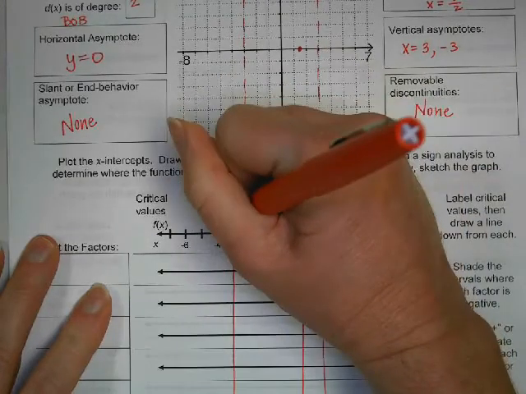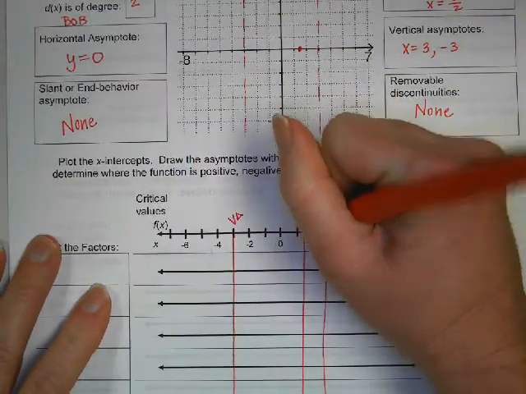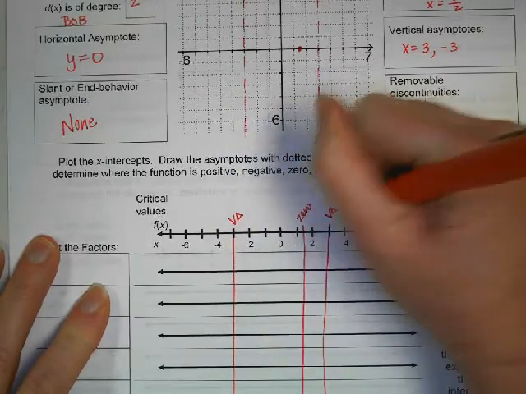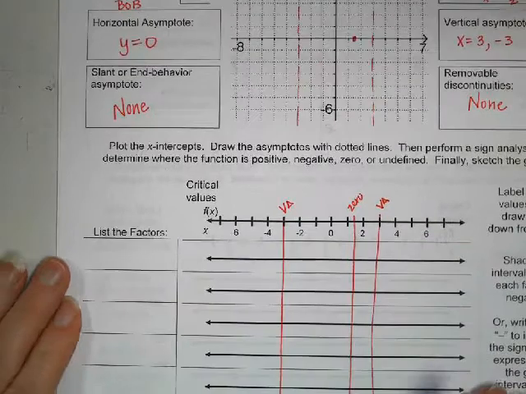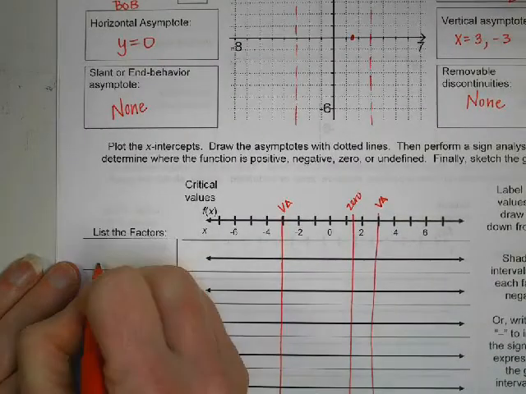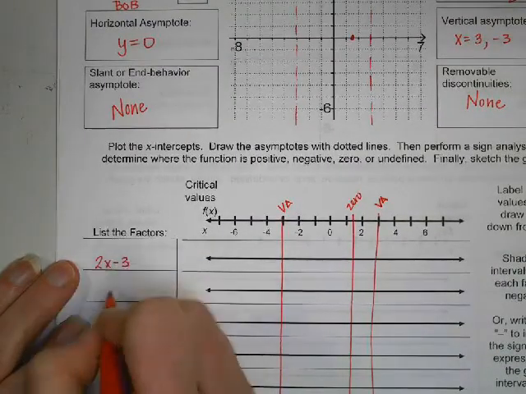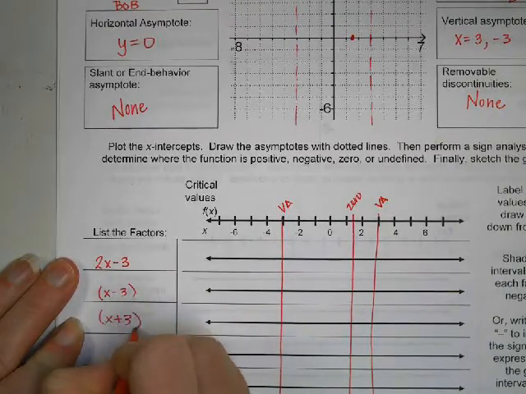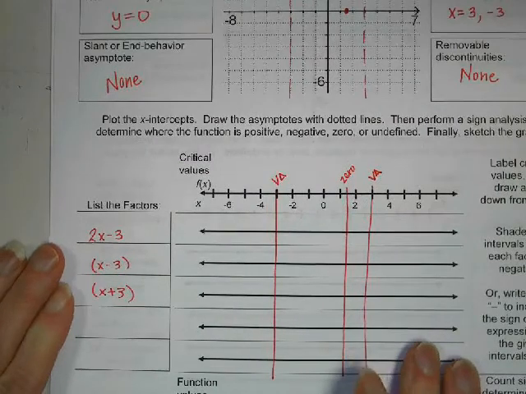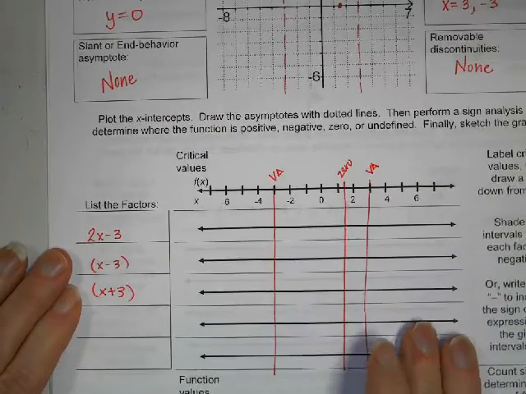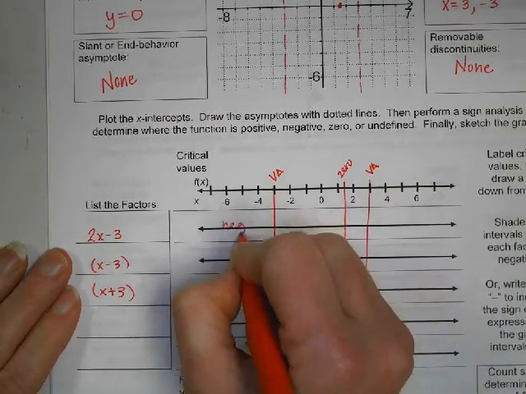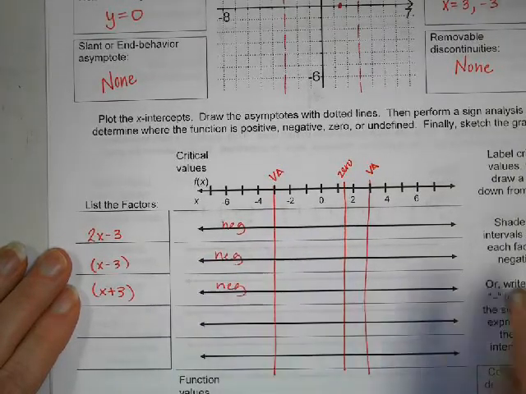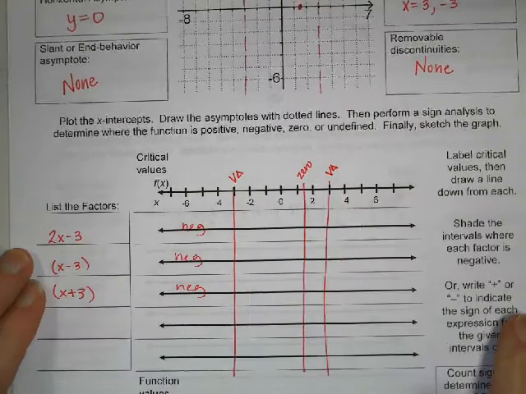I'm going to put my factors over on the left-hand side so that I can figure out what the graph is doing in each one of these locations. So I've got the 2x minus 3, and then x minus 3 and x plus 3. Taking all of the values to the left of negative 3, any one of them, it doesn't matter, plug it in. 2 times negative 4 minus 3 would be negative. Negative 4 minus 3 would be negative. Negative 4 plus 3 would be negative. So a negative, negative, negative.